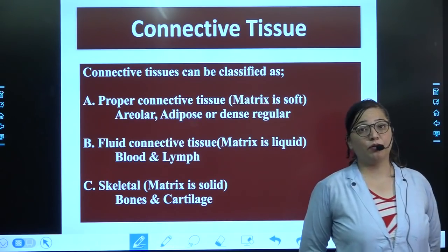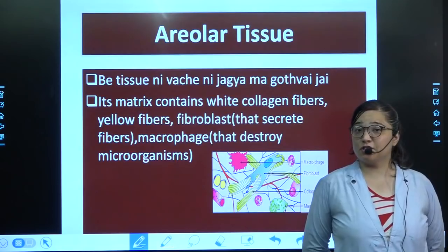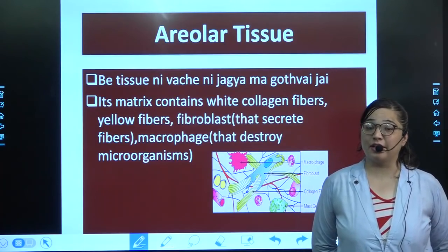I hope you have noted. Now let's move further. The very first type of tissue that we are going to do is this areolar tissue.